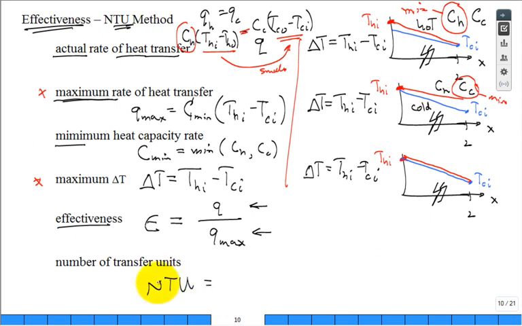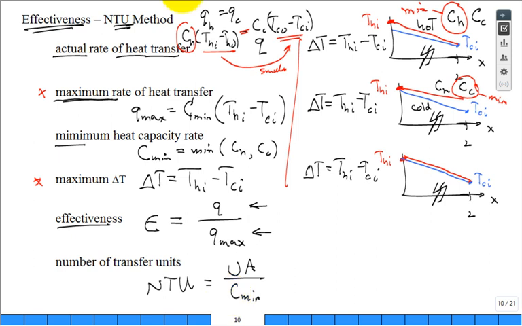And then the number of transfer units. They just abbreviate it NTU, all caps. All right, what is that? UA divided by C min. What is U? Overall heat transfer coefficient. What is A? Area. What is C min? The minimum heat capacity rate of either the hot or the cold fluid stream.